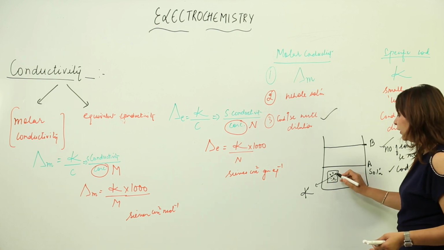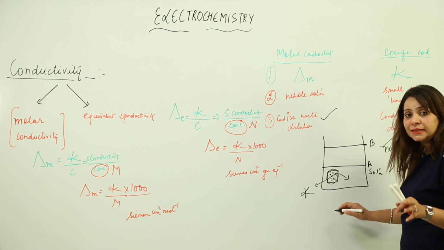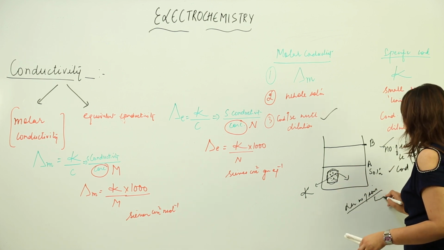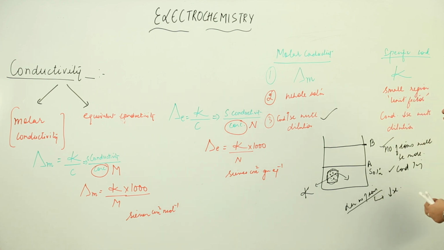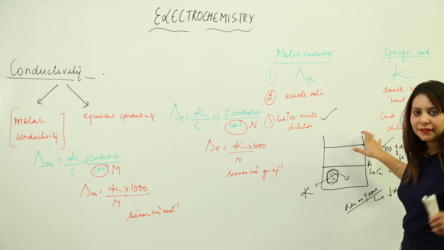So there will be fewer ions inside this portion, and as it has fewer ions, the conductivity will decrease. So this is how we can say that molar conductivity increases with dilution and specific conductivity decreases with dilution. I think you got it.